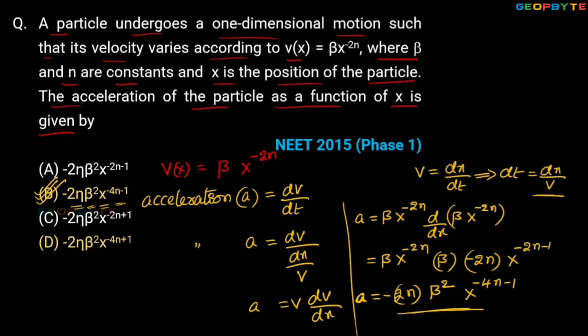Understood clearly? Yes. This is also a very important problem. This kind of problem can be repeated. That's why I am calling this the 5-star problem. A 5-star problem means the most expected problem, as a repeating problem.